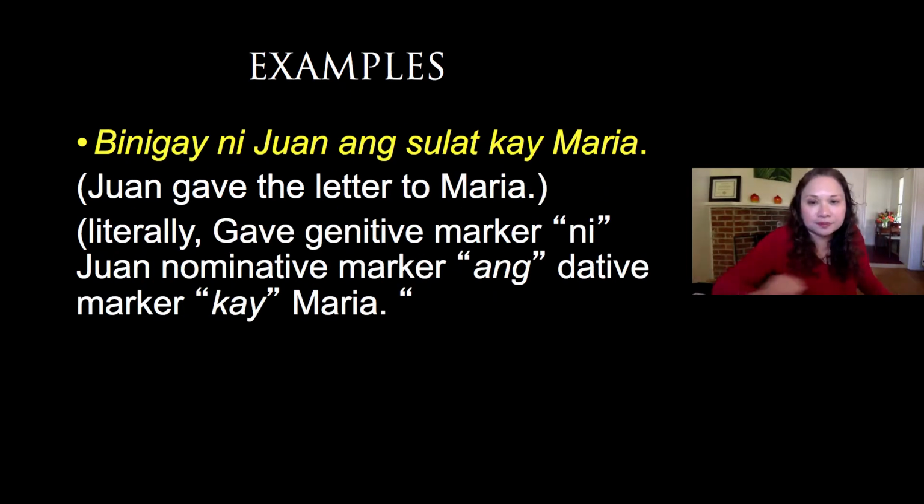Let's have another example. Binigay ni Juan ang sulat kay Maria. Here, you have the genitive marker ni. Who gave the letter to Maria? Binigay ni Juan. And then, you have ang sulat. What did Juan give? The letter. So we know here that the focus of this sentence is the letter. To whom did he give the letter? Kay Maria. Now you have the dative marker, kay.